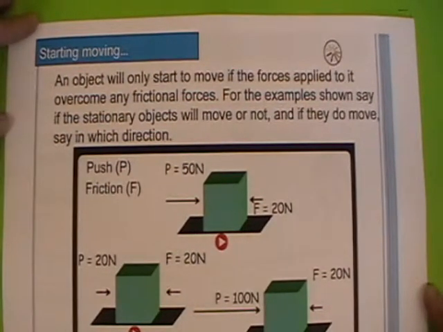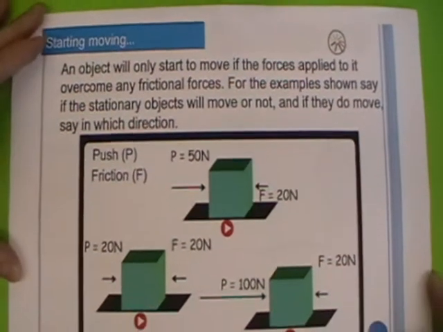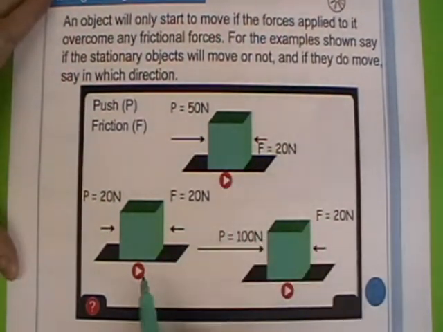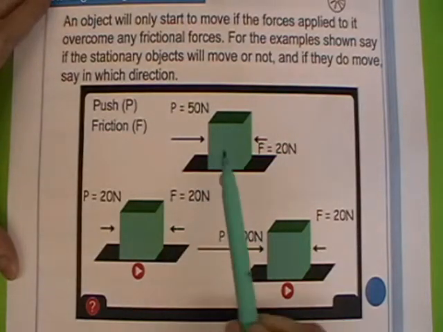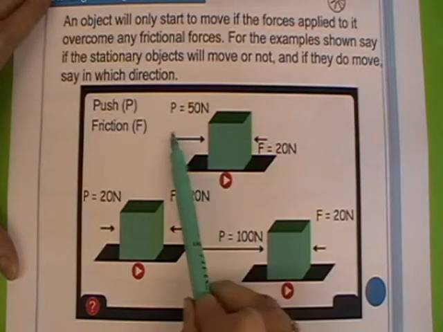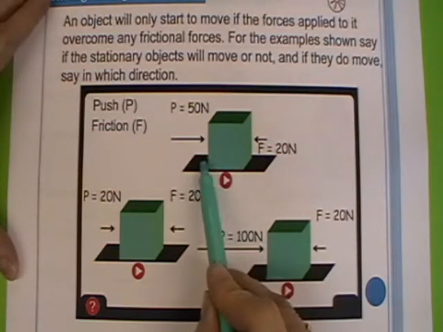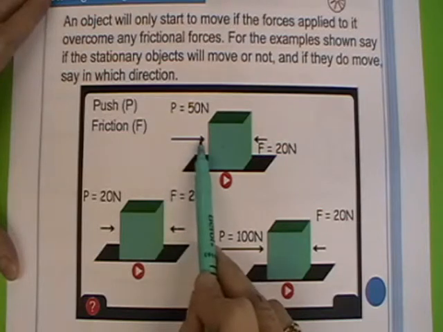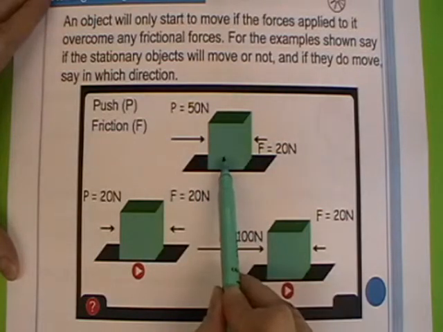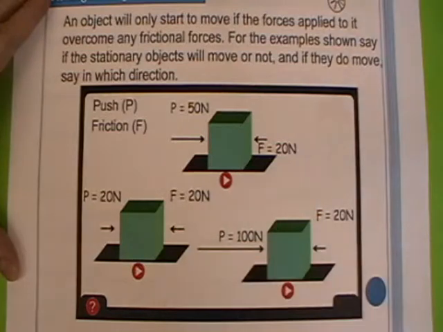Starting moving. An object will only start to move if the forces applied to it overcome any frictional forces. For the examples shown, say if the stationary objects will move or not, and if they do move, say in what direction. Again, this was an animation, and there are little arrows on it just to show you the direction of movement. So in this box here, you've got a push of 50 newtons to the right and a force of 20 newtons to the left. Overall you've got 30 newtons.